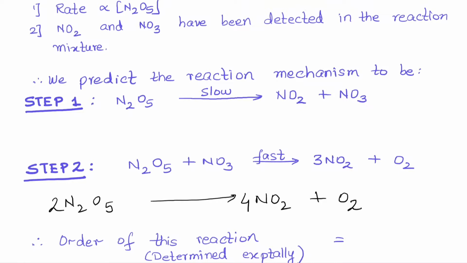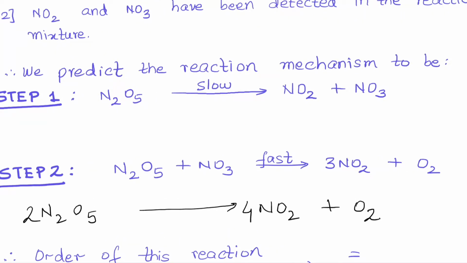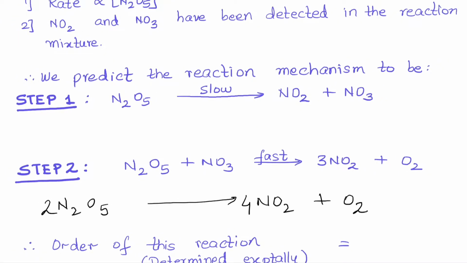So what do we have over here is N2O5. Our first step of the reaction involves the slow breakdown of dinitrogen pentaoxide to NO2 and NO3. Now, have you ever heard of NO3 molecule? We definitely have an ion, but not a molecule, right? So it's very unstable. We don't find it existing normally.